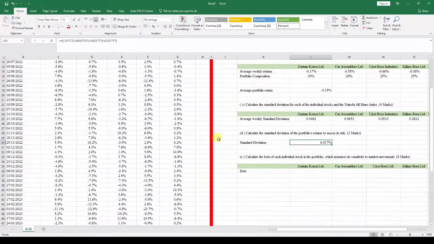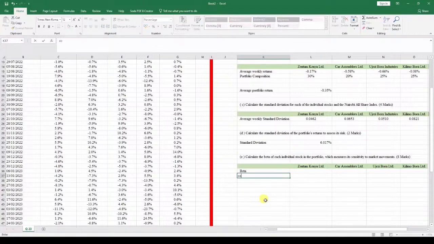Then finally, we are asked to calculate the beta for each individual stock in the portfolio, which measures its sensitivity to market movements. The beta is given by the covariance of the market and stock, so you can put it like so, covariance of the market and the stock. Then we divide that against the variance of the market, like that. And that's what we're going to do.